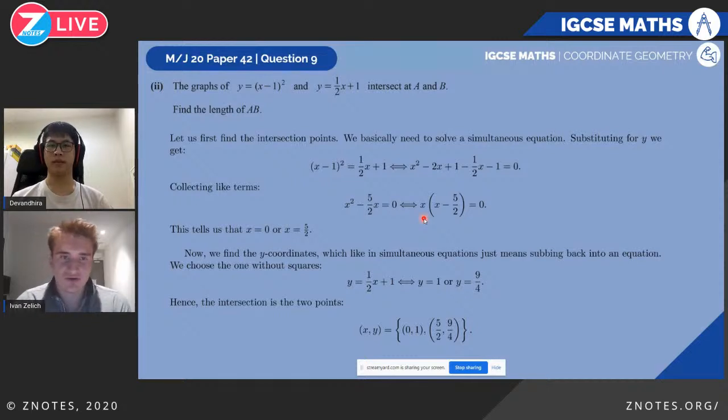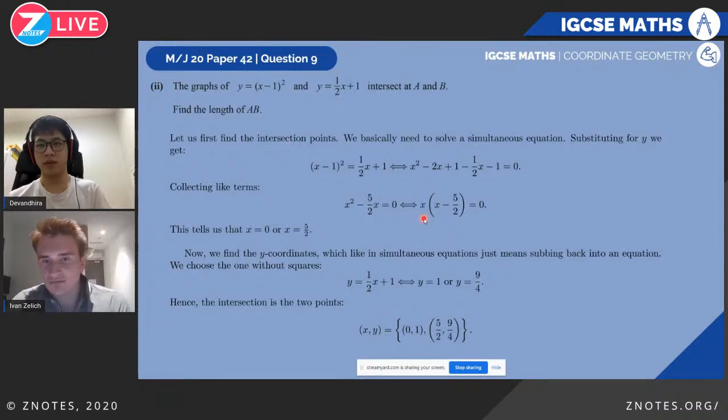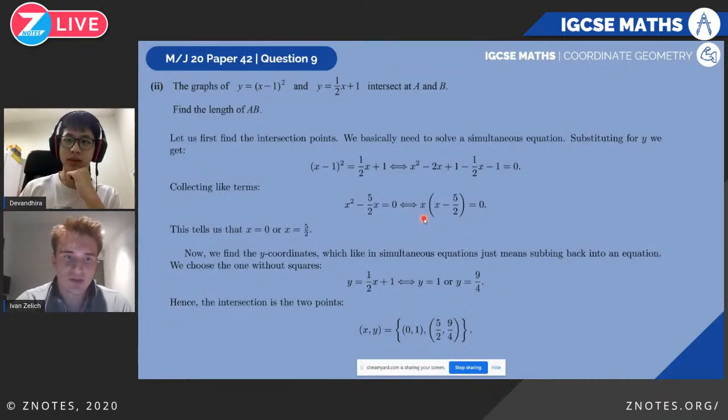Right. So now that we've found the x coordinates, which was basically what we've been doing in our first few lessons, factorizing quadratics, solving quadratic equations, and substitution, we now need to find what the y coordinates are. So just like in substitution, we can simply sub back into the equations we're given.